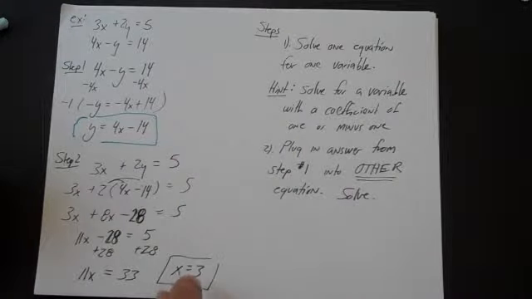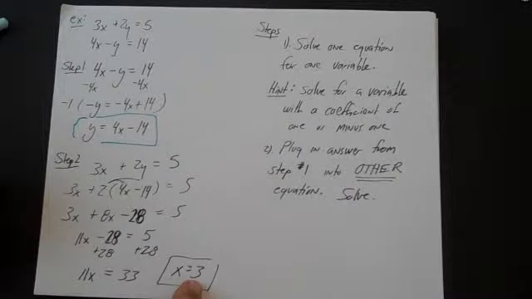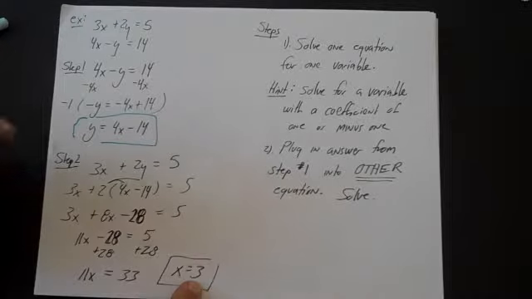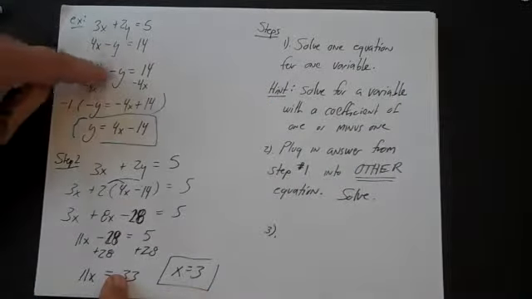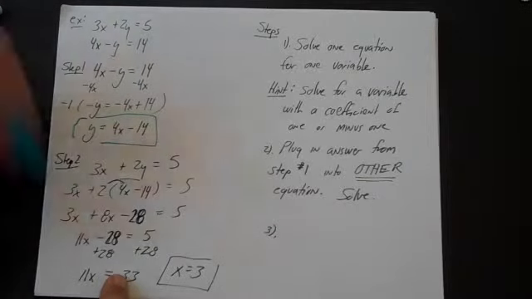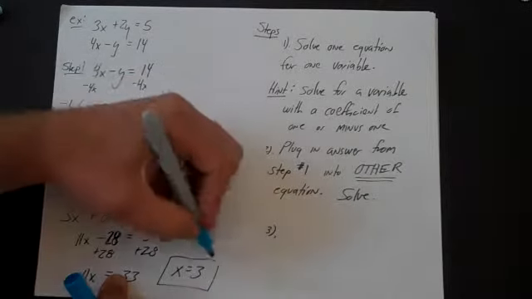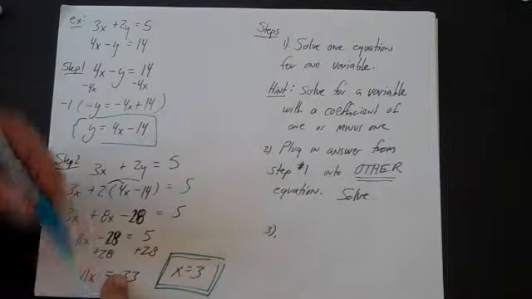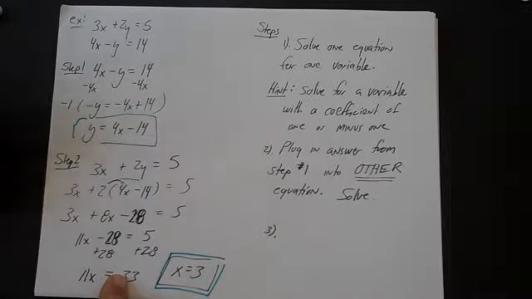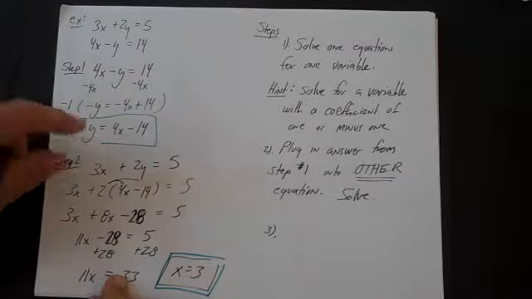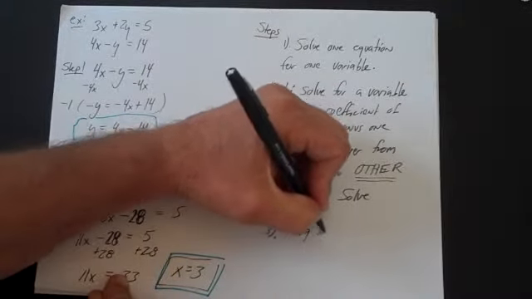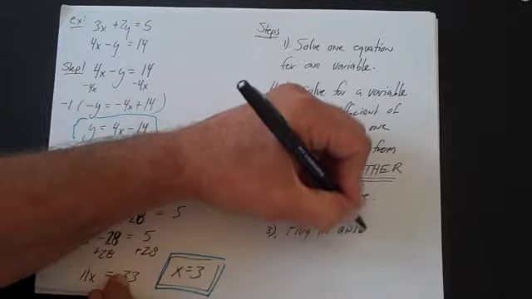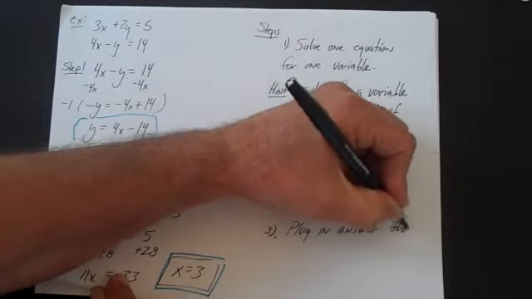Now this is part of my final answer. The first step was to solve for one variable in one equation. My second step is to plug that into the other equation and solve, and this is part of my final answer. Now I still need to solve for y. So what I need to do now is plug in the answer from step number 2.